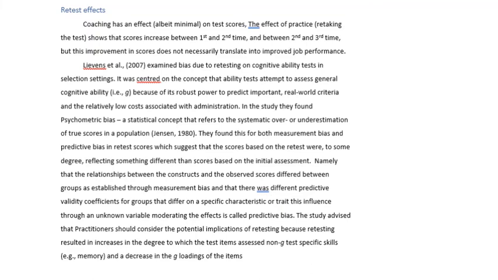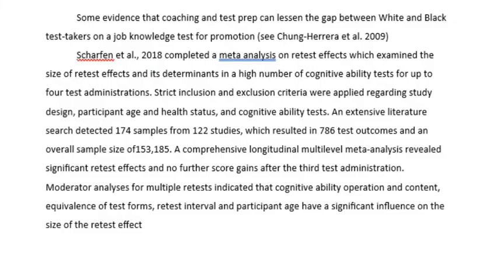The study advised that practitioners should consider the potential implications of retesting, because retesting resulted in increases in the degree to which the test items assessed non-G test specific skills, e.g. memory, and a decrease in the G loadings of the items. Some evidence suggests that coaching and test prep can lessen the gap between white and black test takers on a job knowledge test for promotion, Chung-Yan et al. 2009.